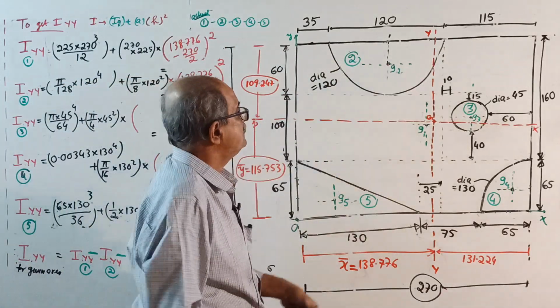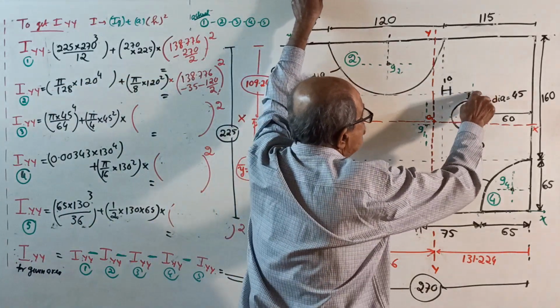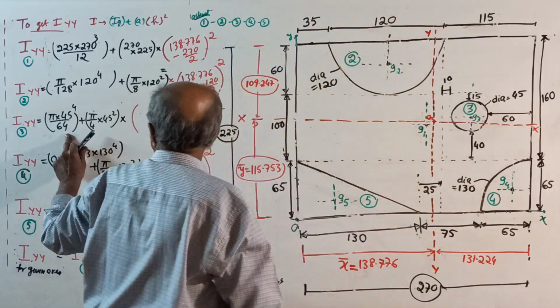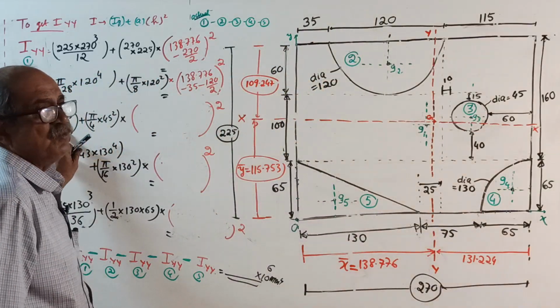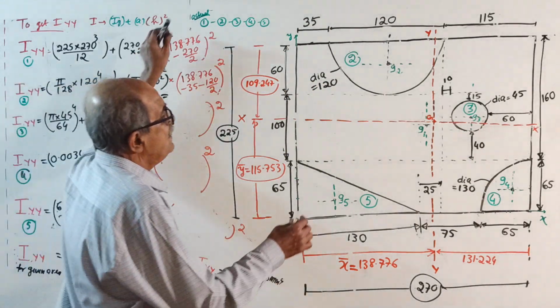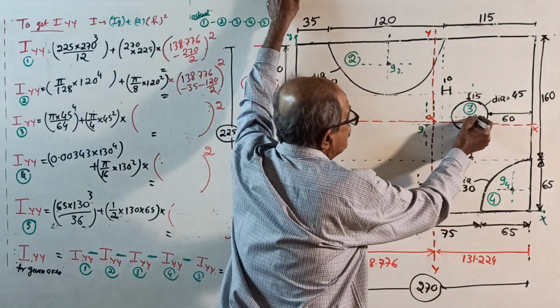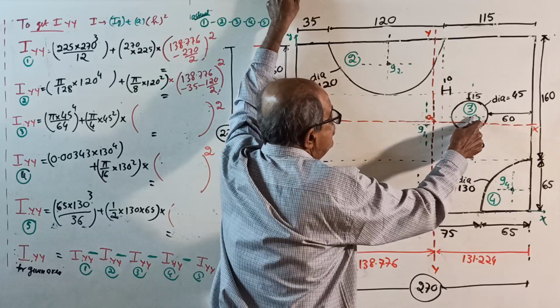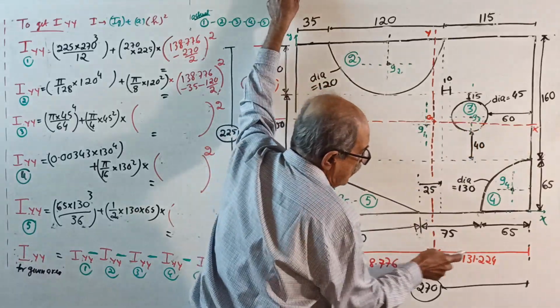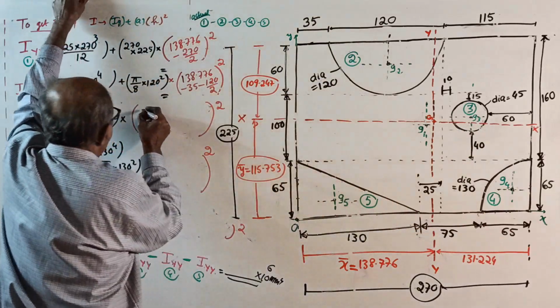for 2. 3, I about its own centroidal axis. Once again circle. So pi d power 4 by 64 plus area into from the centroid of the circle to yy, this distance square is 131.224.